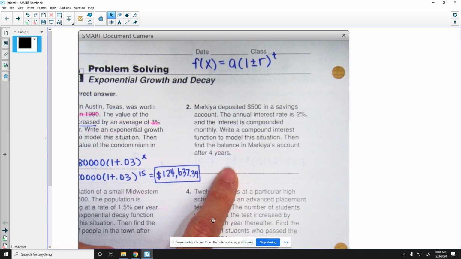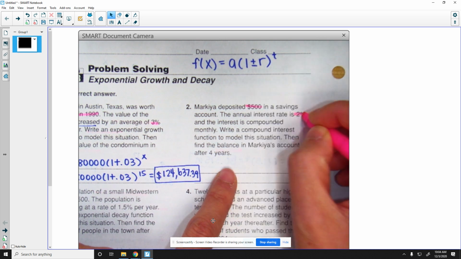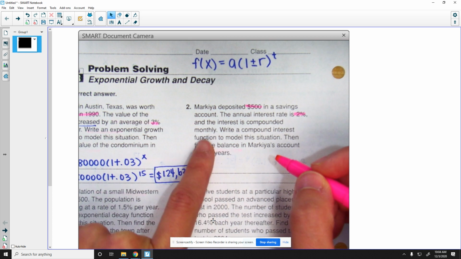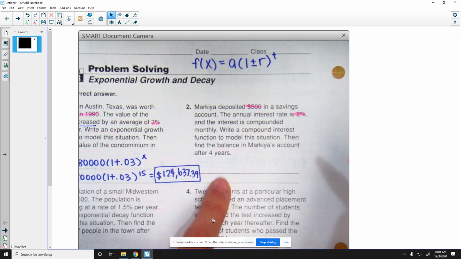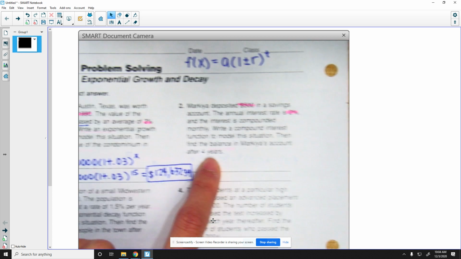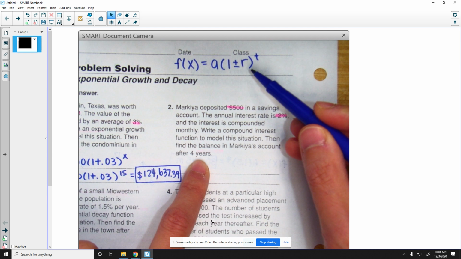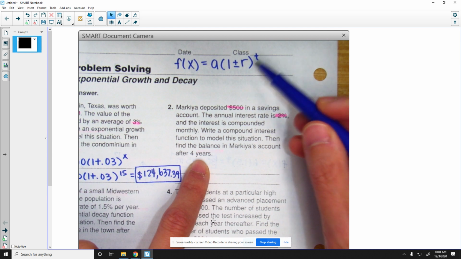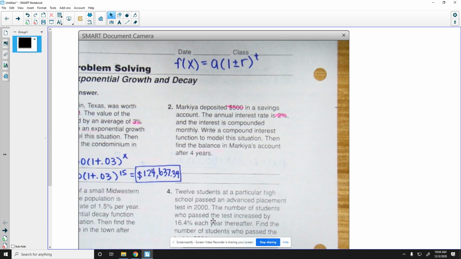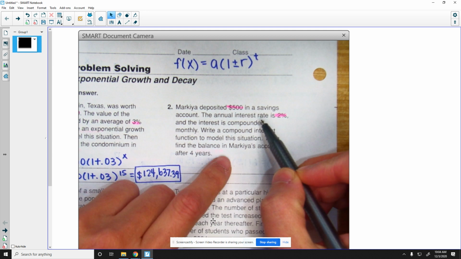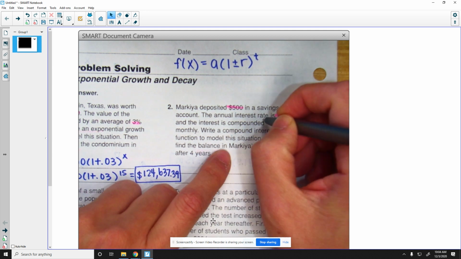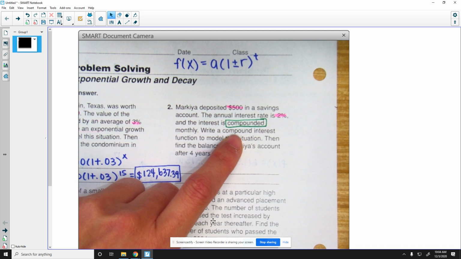Markia deposited $500 in a savings account. The annual interest rate is 2% and the interest is compounded monthly. Write a compound interest function to model this situation, then figure out the balance after 4 years. I'm not using this formula anymore. Remember how there was one more formula yesterday? You know that you're using the different formula because you see the word compounded. Okay, that's how you know it's different.